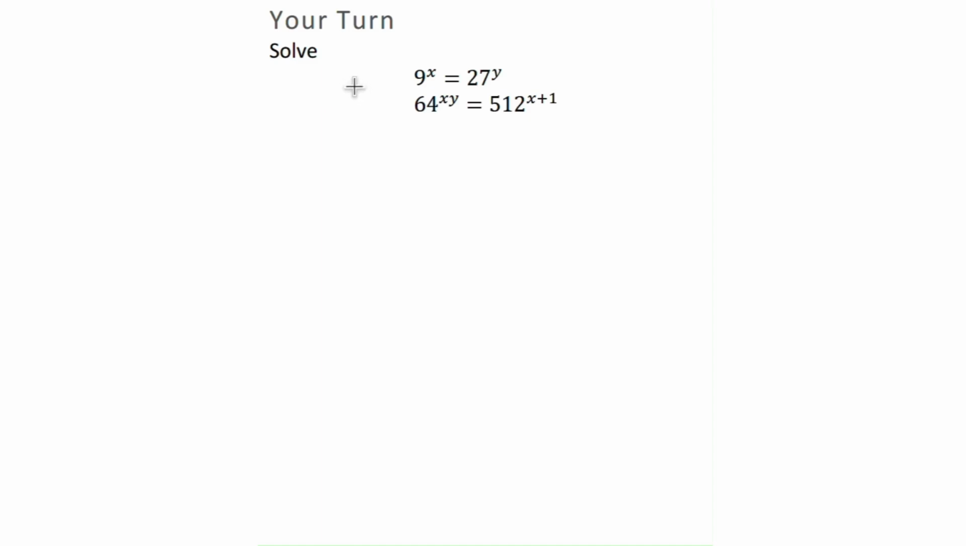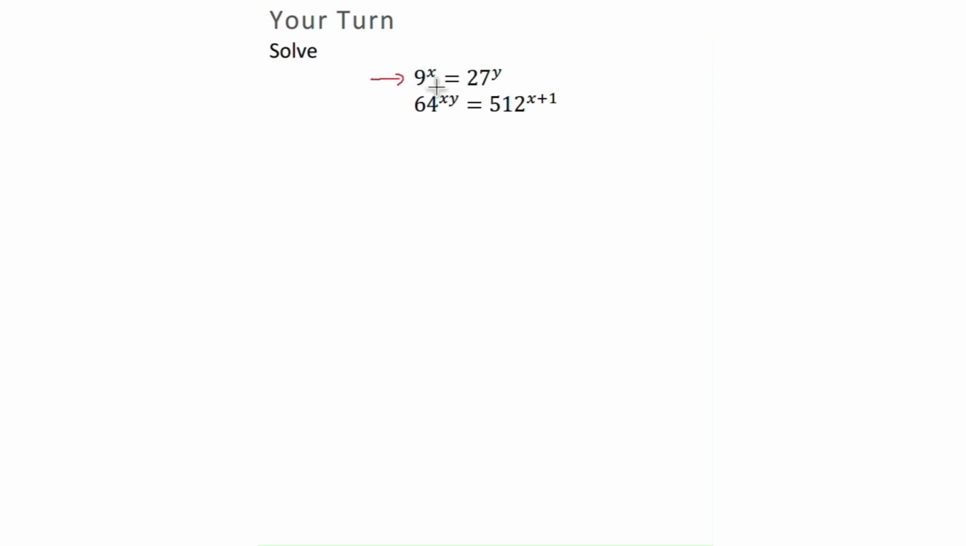Solve this pair of equations: 9 to the x equals 27 to the y, and 64 to the xy equals 512 to the x plus 1. As soon as we see two equations and two unknowns, we're thinking simultaneous equations. But how can we get these into a form that we can solve them?